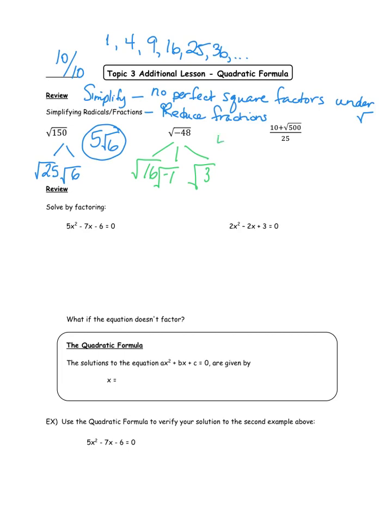Square root of 16 is 4. Square root of negative 1, by definition, is this thing we call i, which indicates that it is an imaginary number. And then square root of 3 can't be reduced, so I get 4i square root of 3. That's considered reduced.